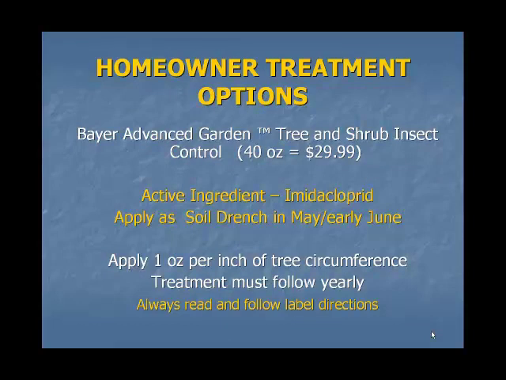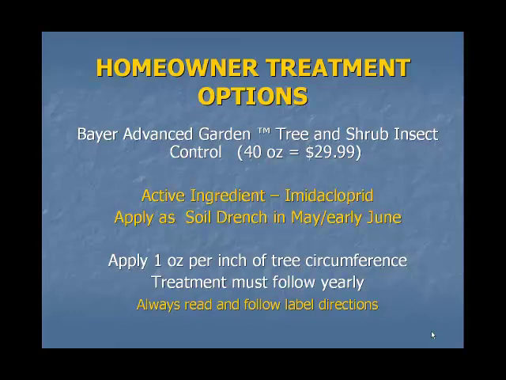If you choose as a homeowner to treat your ash trees around your home or farmstead, the recommended treatment for homeowners is Bayer Advanced Garden Tree and Shrub Insect Control. I just checked at a local greenhouse the first of the week, and 40 ounces of that product is about $29.99. The active ingredient you're going to look for is imidacloprid, and you want to apply that as a soil drench around the tree in May or early June.